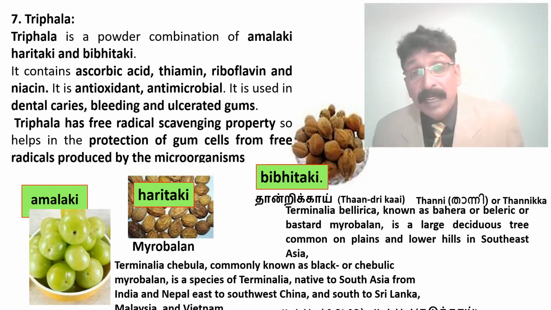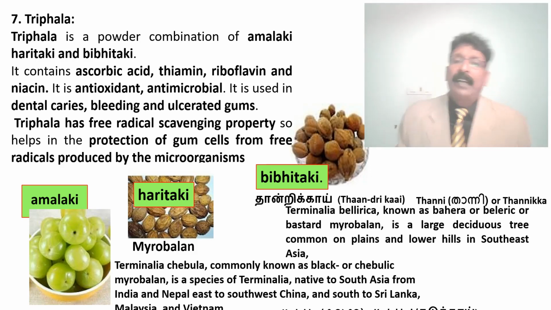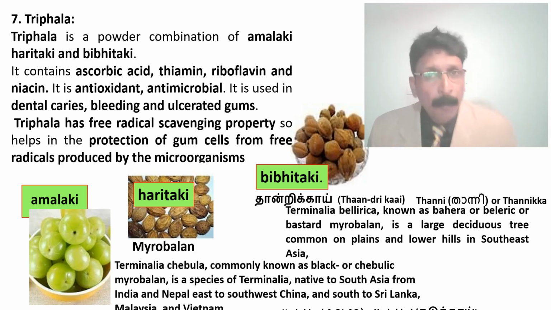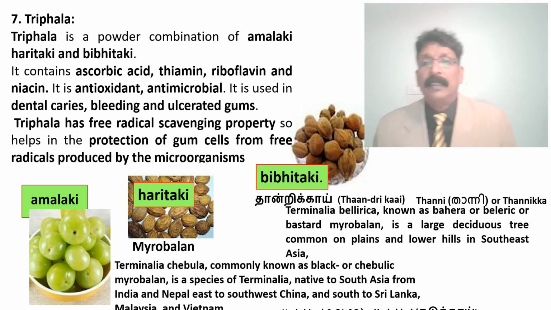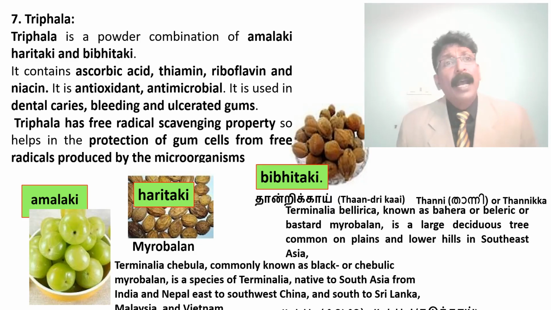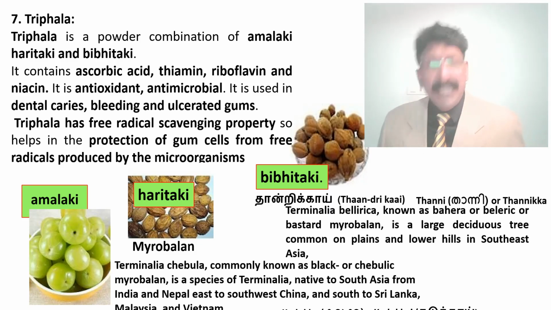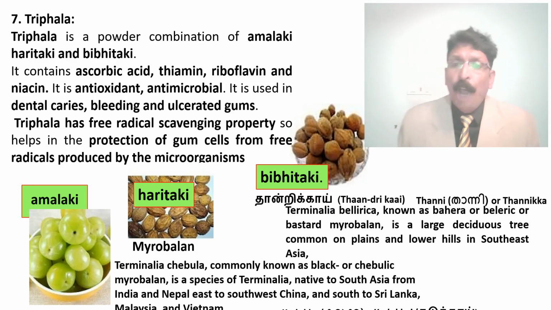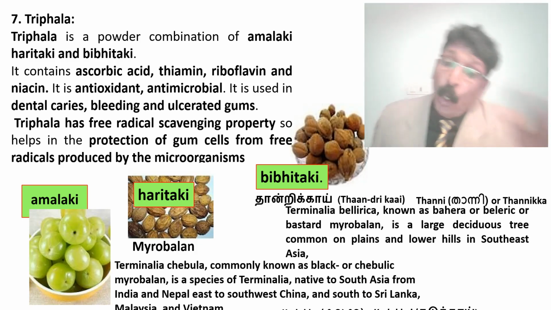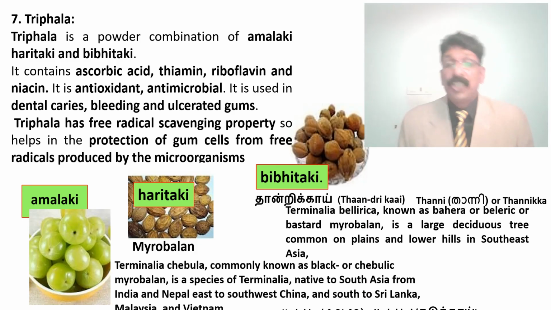Terminalia bellirica, known as Behera or Belleric or bastard myrobalan, is a large deciduous tree common on plains and lower hills in Southeast Asia.